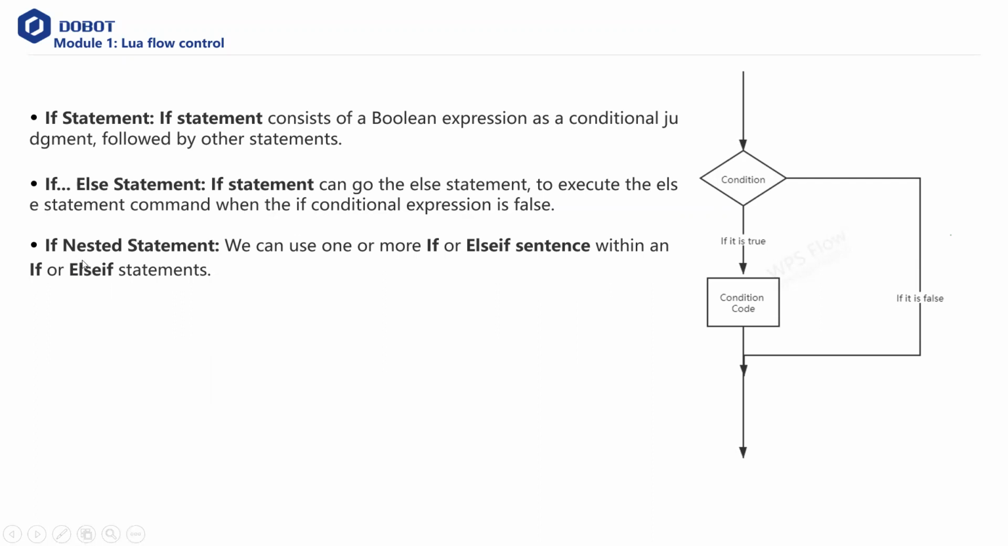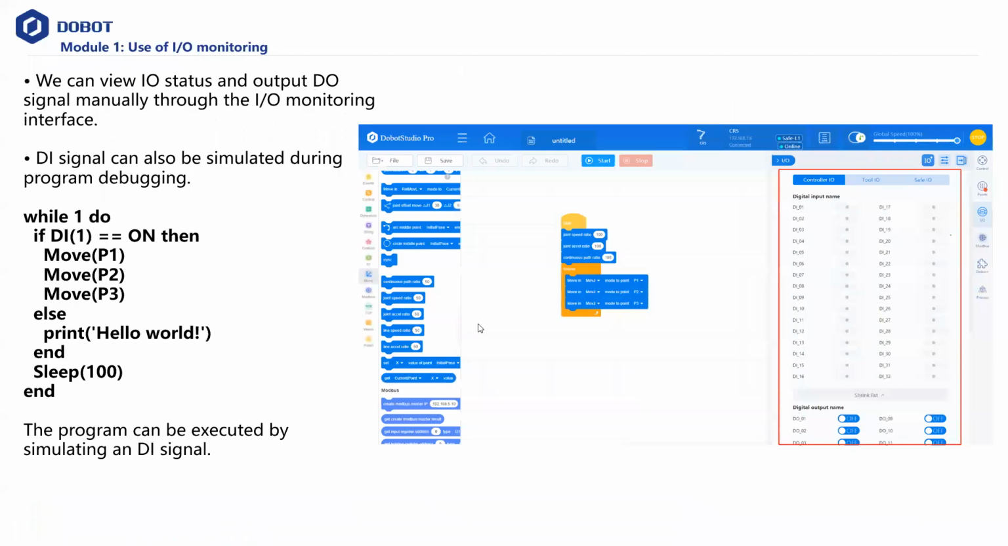You can use nested statements, meaning one more if or else if statement within an if or else if statement. If the condition fails, it skips; if the condition is true, the code executes.